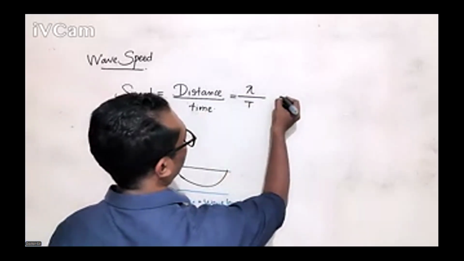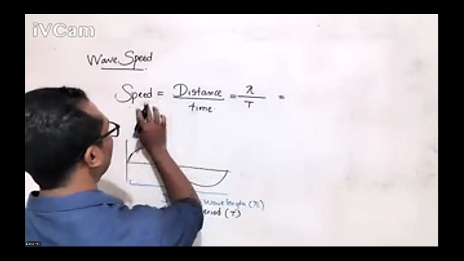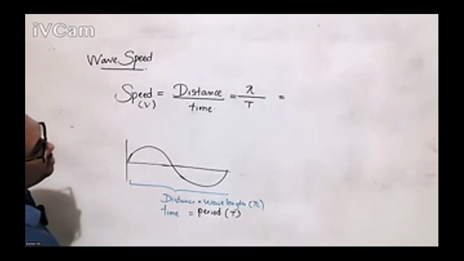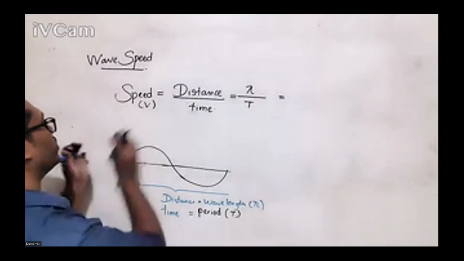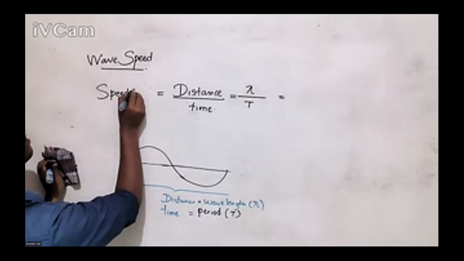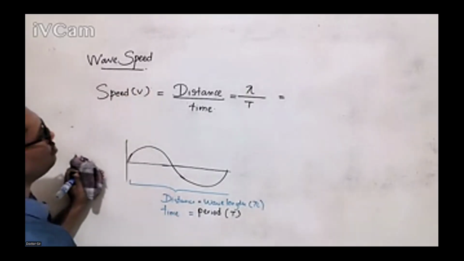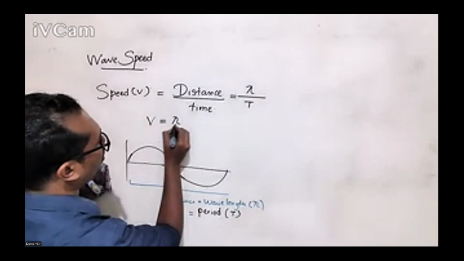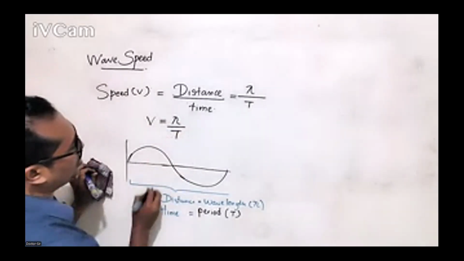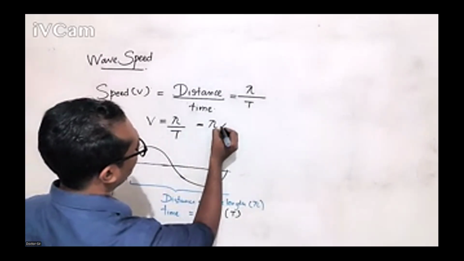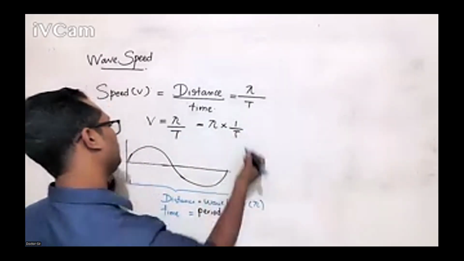Now, another scenario. Usually we represent speed by capital V. Then we can write down speed, usually represented by capital V. Now I can write down V equal lambda divided by T. Then I will take this T separately: lambda, then 1 divided by T.